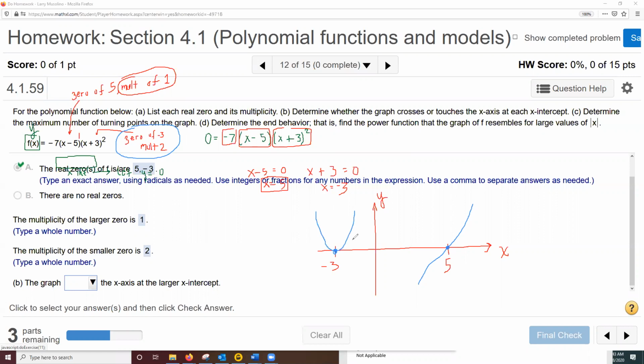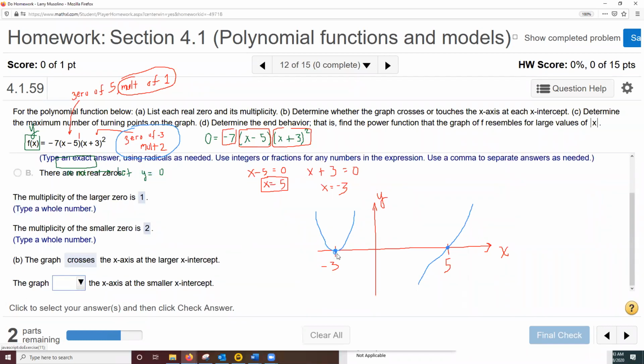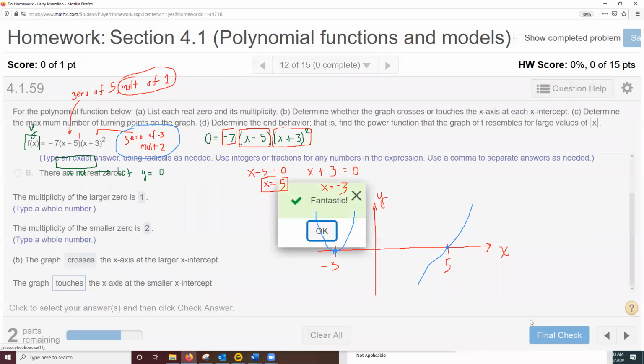All right, so let's go to this question. It says the graph either crosses or touches at the larger x-intercept. Well, the larger x-intercept here was 5. It had a multiplicity of 1. That means the graph is going to cross at that x-intercept. How about the smaller x-intercept? That's -3. Well, because that had a multiplicity of 2, it's just going to touch the x-axis and turn around. It's not going to pass through the x-axis.